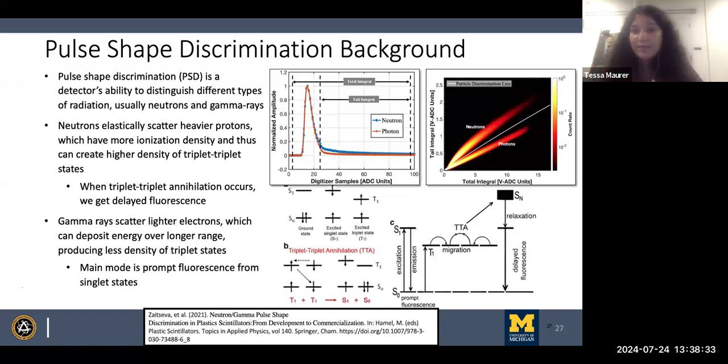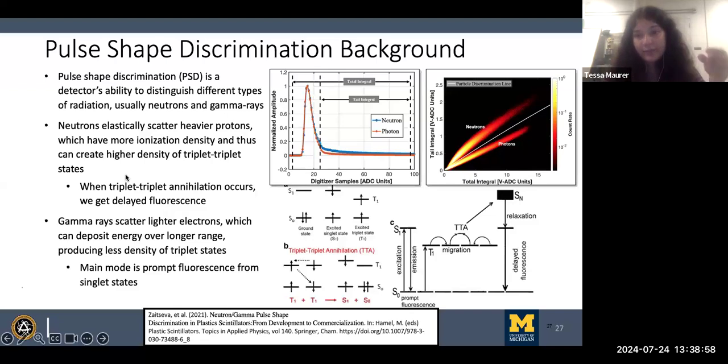But it also demands some kind of way to distinguish between particle types, because otherwise, how are you going to obtain spectroscopic information from a neutron if you can't tell a neutron or a gamma ray apart, for example? So there's a way to do it. There are lots of different ways to approach this. But what is charge integration with pulse shape discrimination?